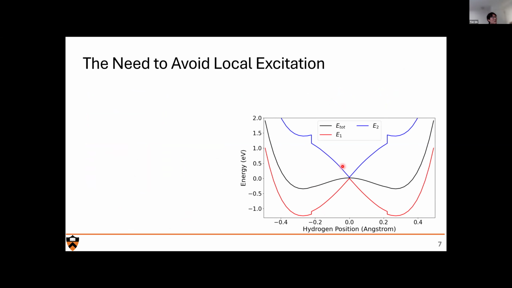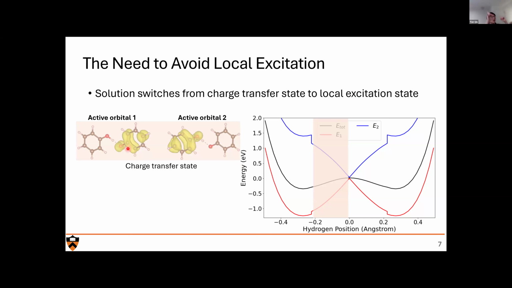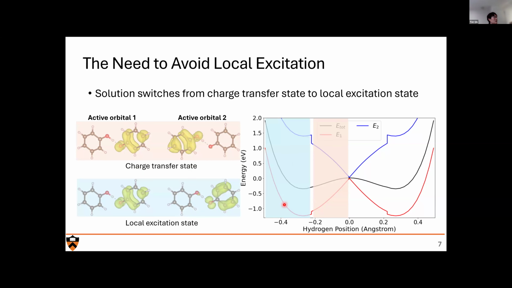What I mean is, if we look at the orbitals we find on this curve, in the region that is close to the crossing, the two active orbitals, the ones that are being excited, actually correspond to charge transfer states. As you can see, they are localized on different rings. The real problem is in the range that is far away from the crossing, where if you plot the orbitals, you will find that they correspond to two orbitals on the same ring, which means this is a local excitation.